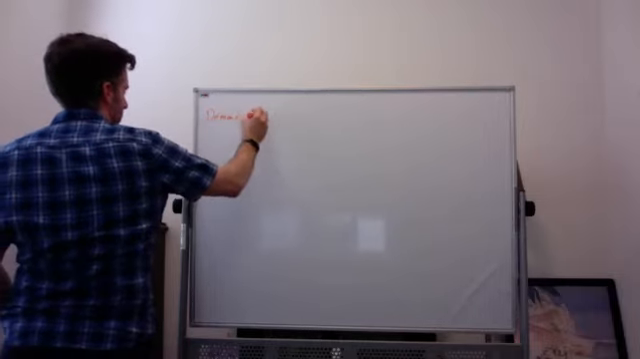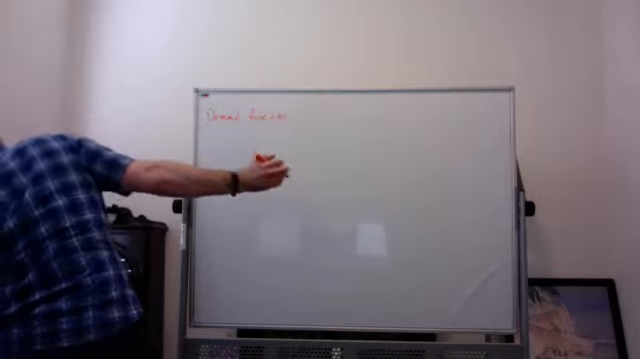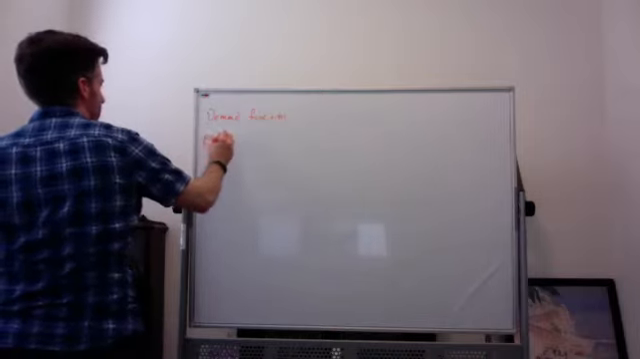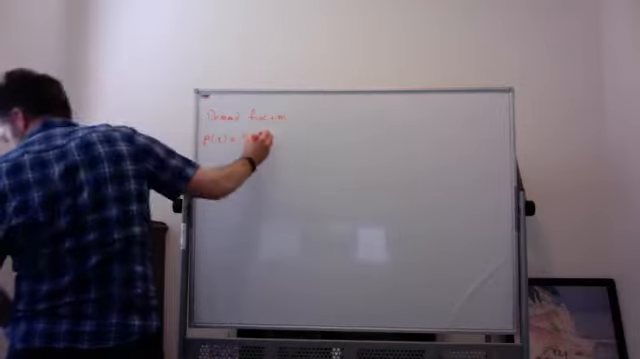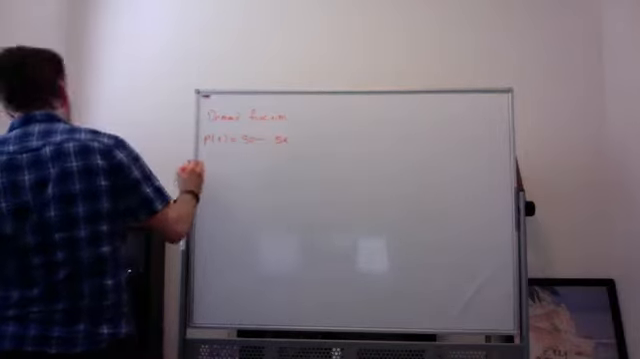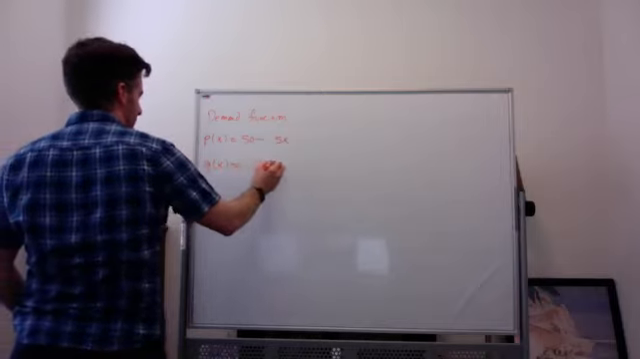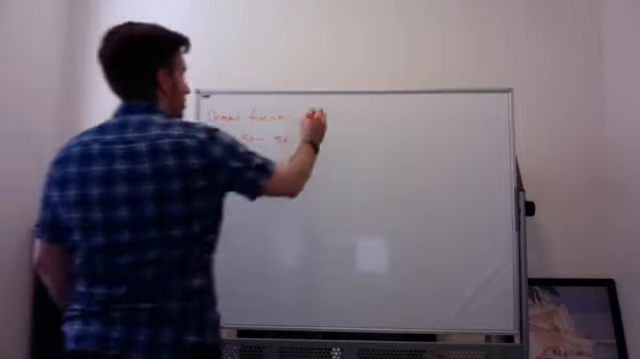So we have a demand function. The demand function is p of x equal to 50 minus 0.5x. Q of x is the supply function. It's 0.125x. And so define consumer surplus.